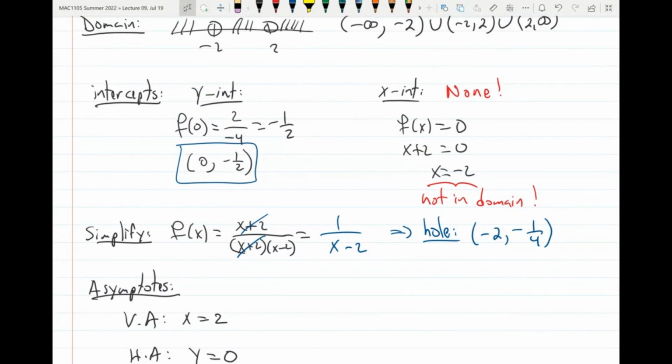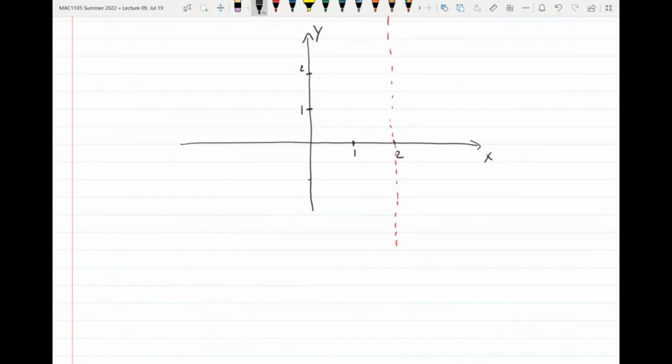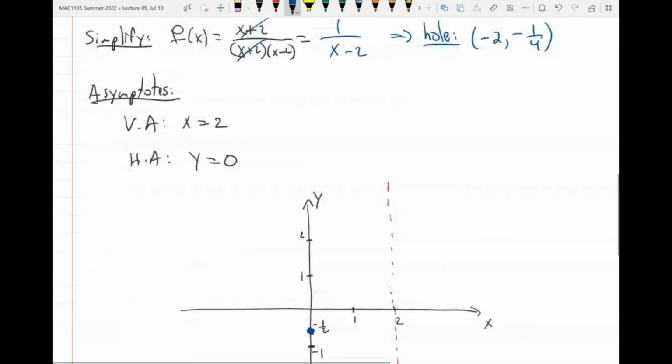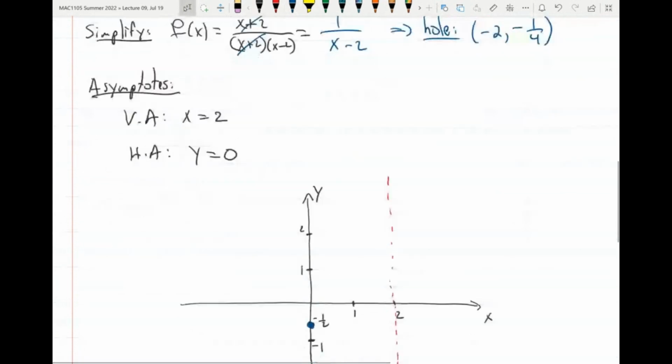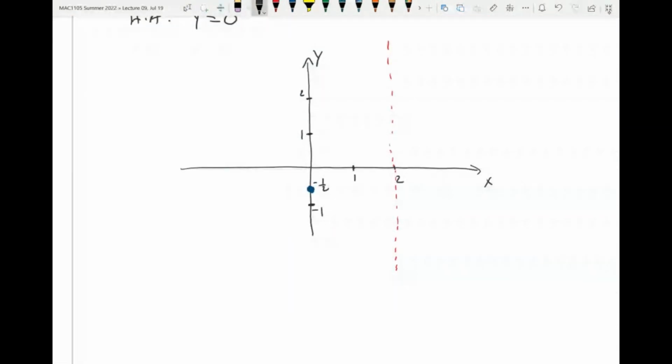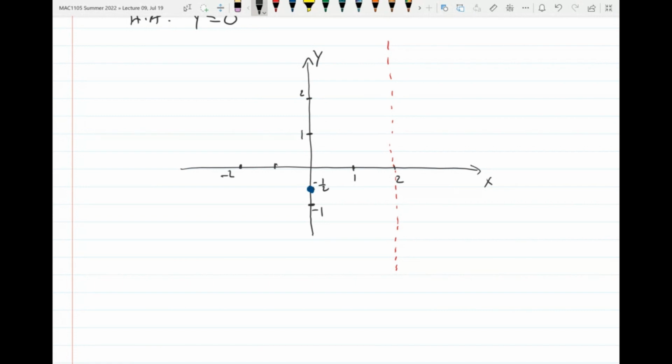So next, plot all the points that you found. So the intercept, we found (0, -1/2). So if this is -1, then here is -1/2. So right here is my intercept. And then we also have the hole, which is (-2, -1/4). So let's say this is 1, this is -2, and then here is -1/4. That's a hole, so I'm going to do a little open circle, because it's a hole. Okay, so these are the points that we have.